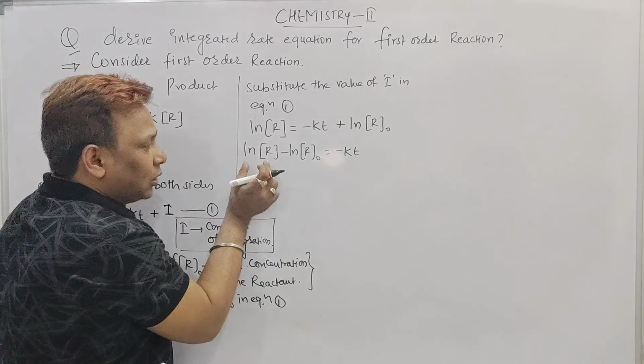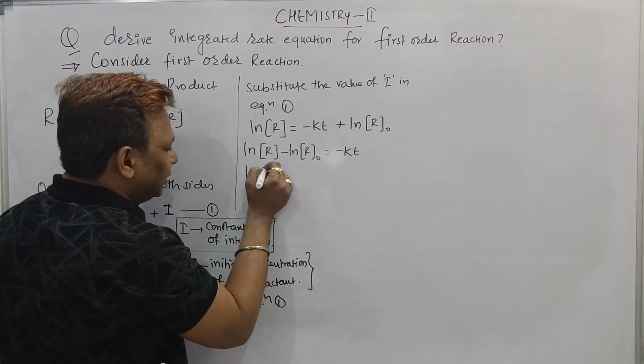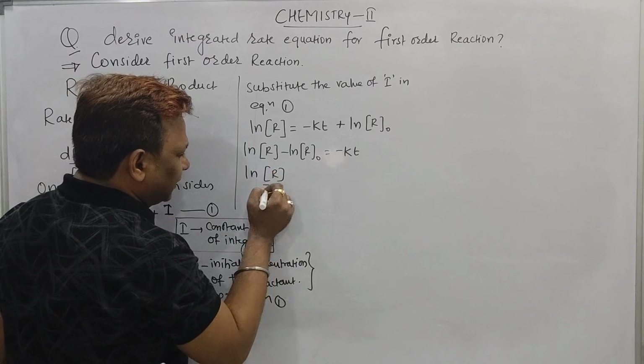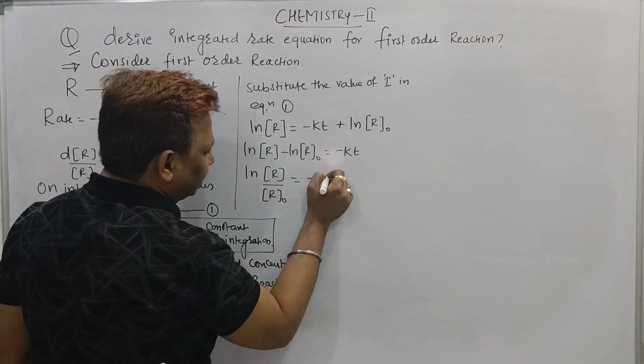It is something like log a minus log b. Did you remember a minus b, beta? Yes sir. Log a minus log b can be written as log a by b. It is equal to minus of kt.